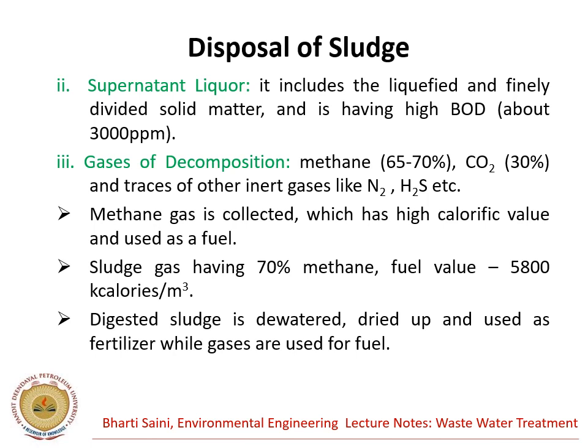The sludge gas contains, we can assume, around 70% methane, and the fuel value is around 5800 kilocalories per meter cube. The digested sludge is dewatered, dried up, and then used as a fertilizer, while the gases are further used as a fuel.